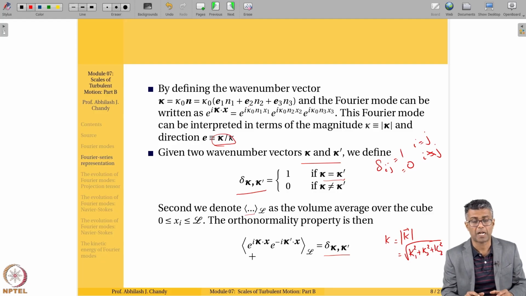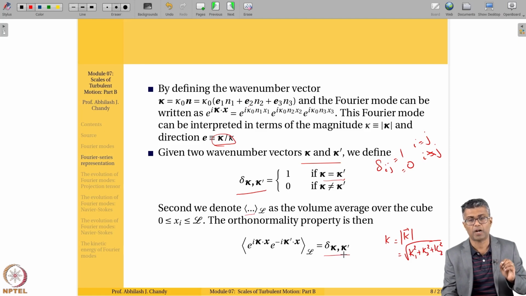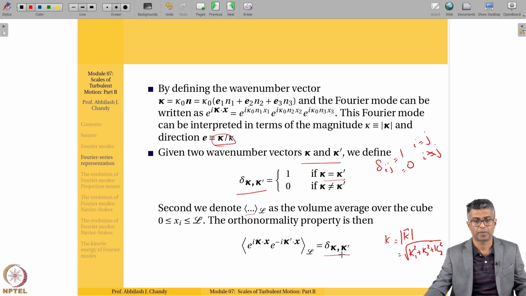So this is the orthonormality property that is satisfied for Fourier series. You should check that out. We are not going to get into the proof here; I'm stating it as such. So I have e to the i kappa dot x times e to the minus i kappa prime dot x, the whole thing volume averaged, is equal to the Kronecker delta. And the Kronecker delta is 1 if kappa is equal to kappa prime and it's equal to 0 if kappa is not equal to kappa prime.